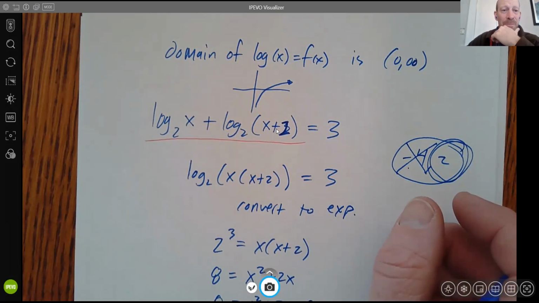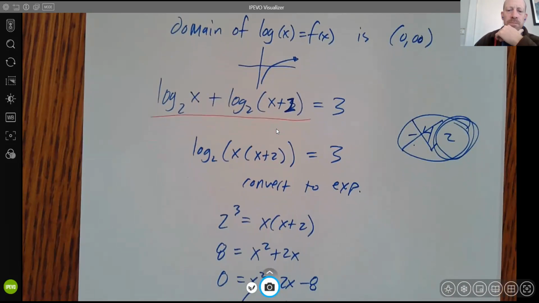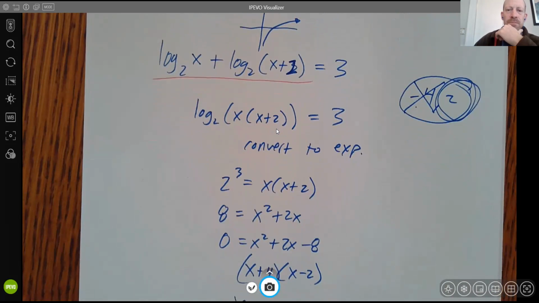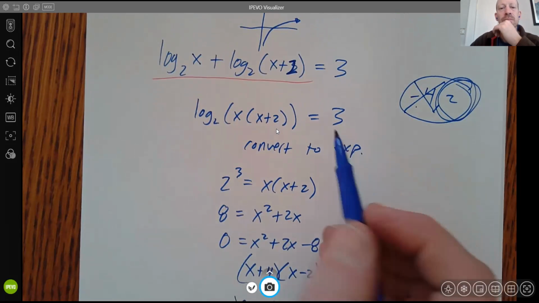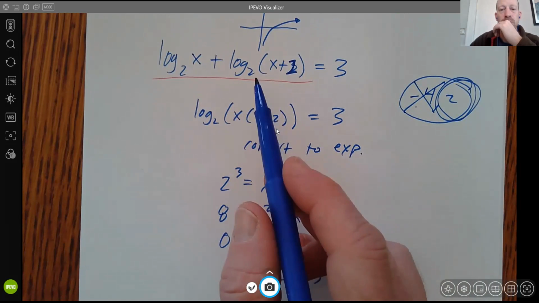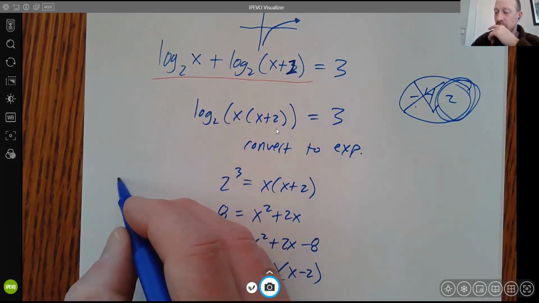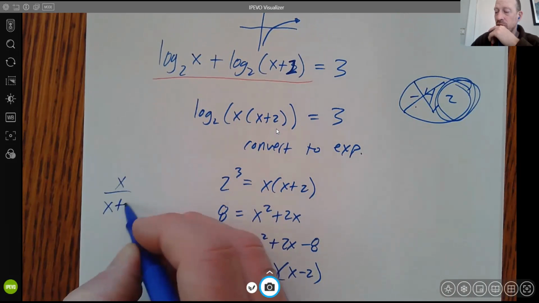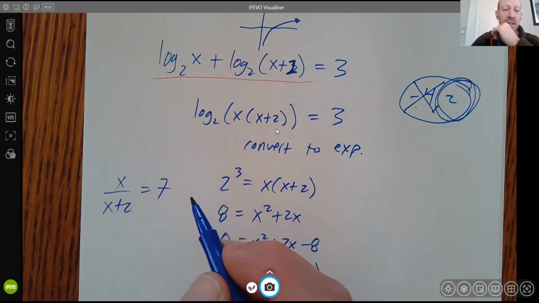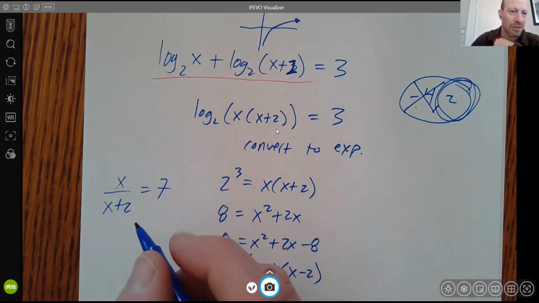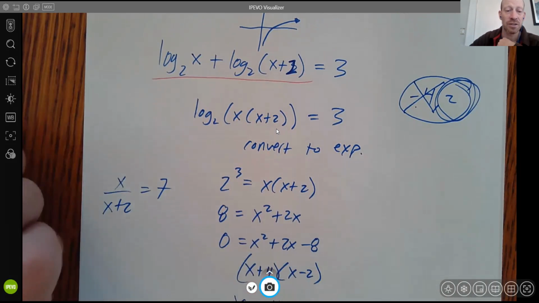Questions about this one? How would I do that with a fraction? Because the one I have is a fraction. I don't like working with fractions. Well, if you have a fraction, like x over x plus 2 equals 7 or something like that, nobody likes fractions, right? So we want to get rid of the fraction.